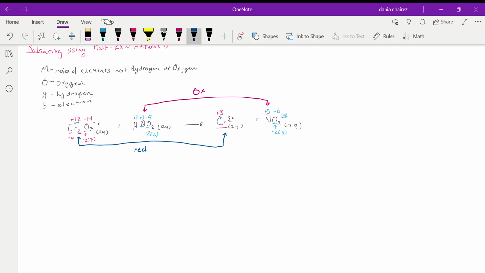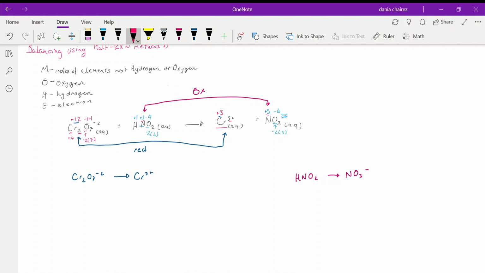So then we're going to break apart our things into our reduction and oxidation half cells, which is going to be Cr2O7 2- yields Cr3+, and then we're going to have HNO2 yields NO3-.